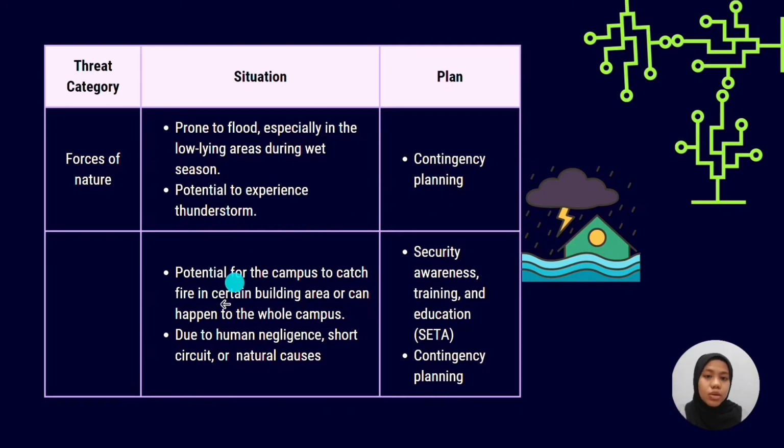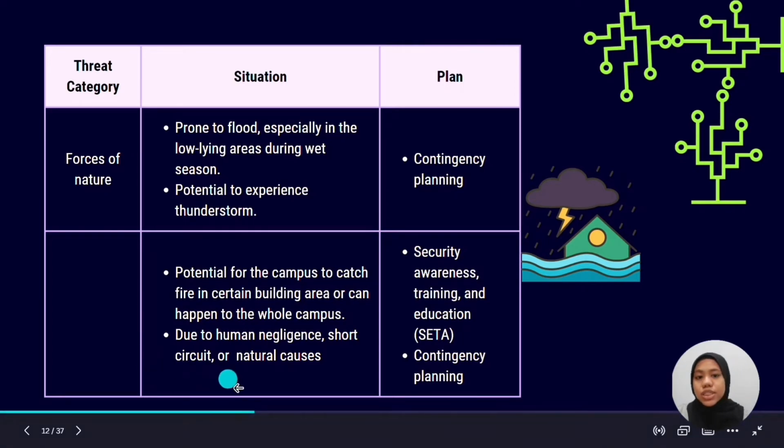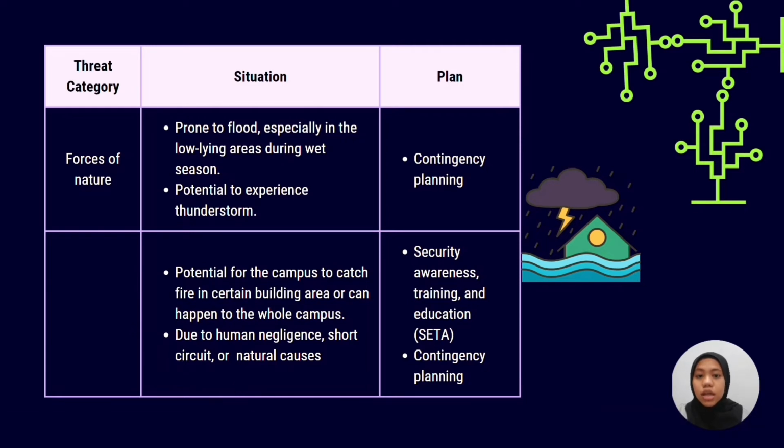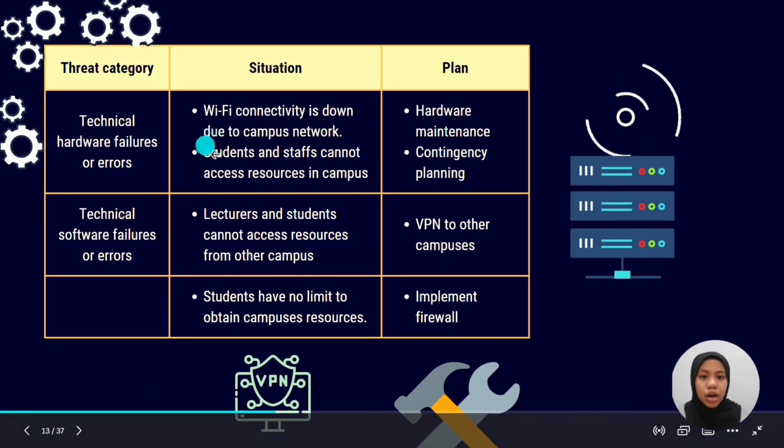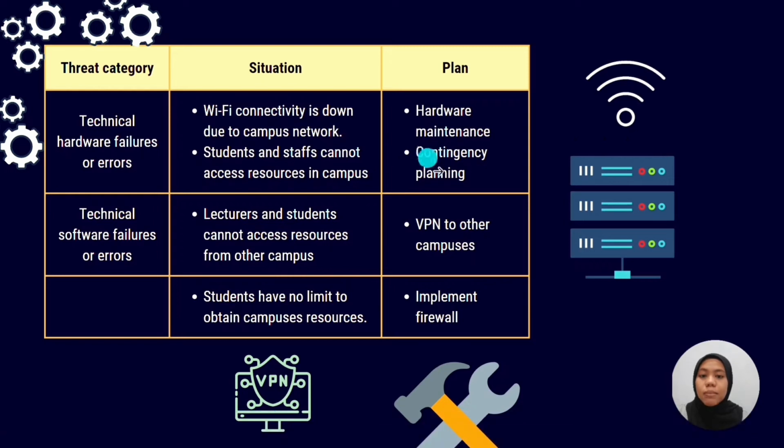Next, the campus can also catch fire in certain building areas or in the whole campus. The cause could be human negligence, short circuit or natural causes. To control this situation, the organization needs to have security education, training and awareness, SETA, about fire, and they need the contingency planning. Next, to control if the Wi-Fi connectivity goes down, the campus needs hardware maintenance and continuity planning.